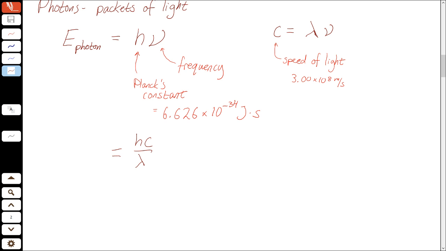But the idea, yeah, it has to do with the electrons, and the idea that if the electrons can only have certain energies, discrete energies, then they can only emit certain energies of light. And that's where this word quantum comes from.